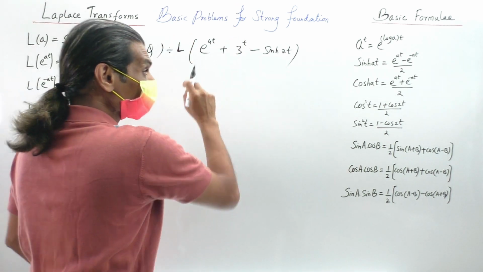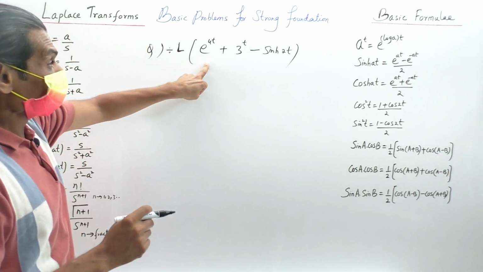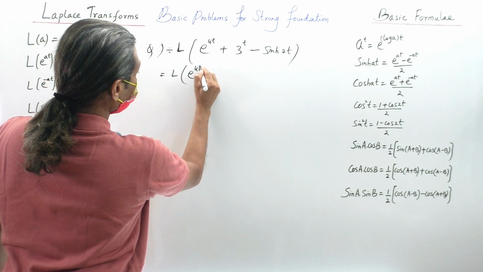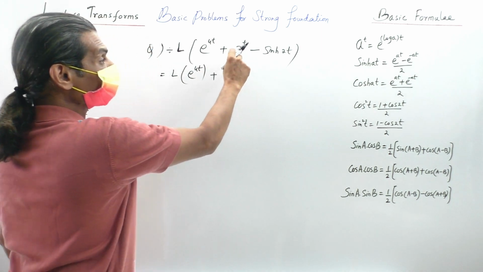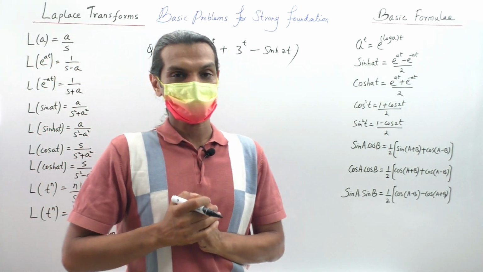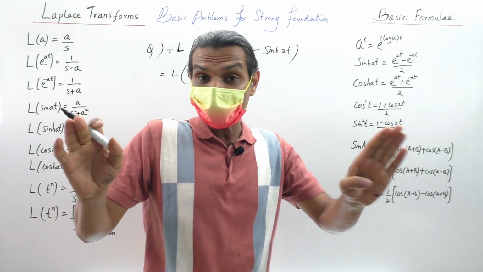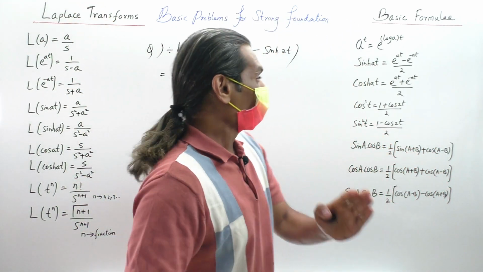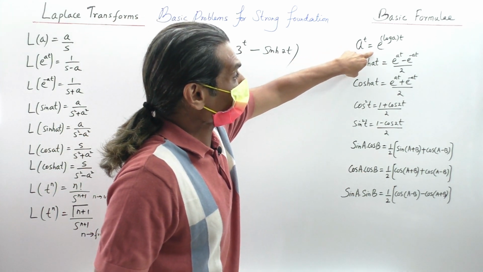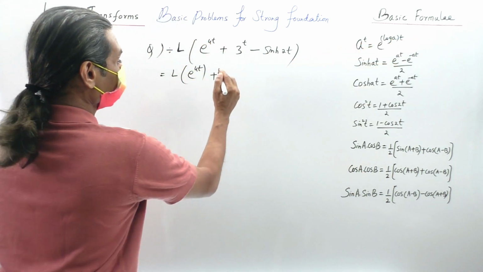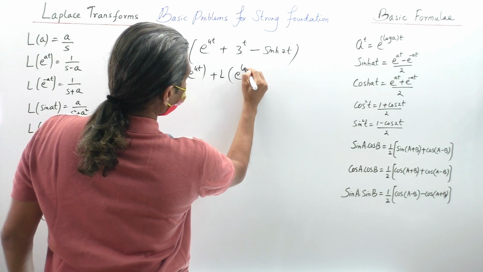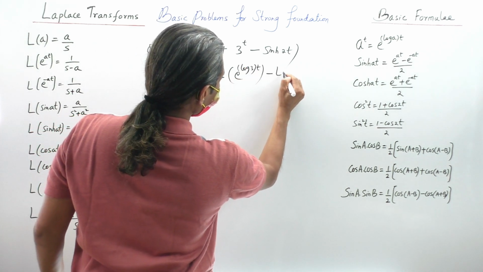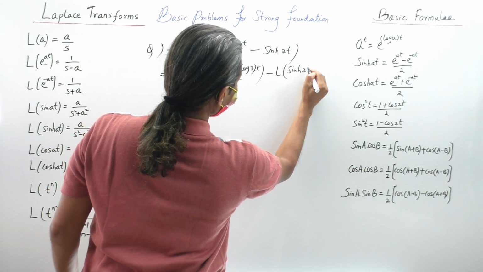So we have e raised to 4t. So this will be Laplace of e raised to 4t. But see here, plus 3 raised to t. It's not standard. 3 raised to t is nowhere in the standard results. So what will you do? See, we have the formula I gave you. a raised to t is always written as e raised to log of a into t. So we have Laplace of e raised to log of 3 into t, minus Laplace of sine hyperbolic 2t.